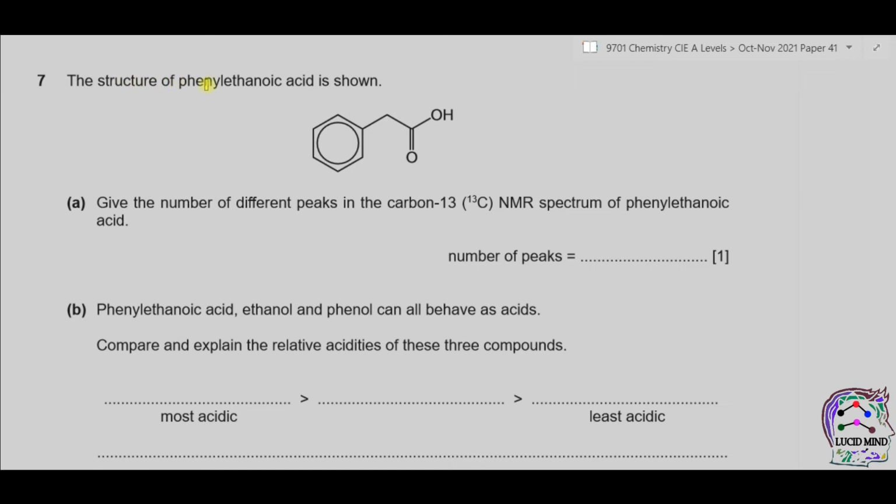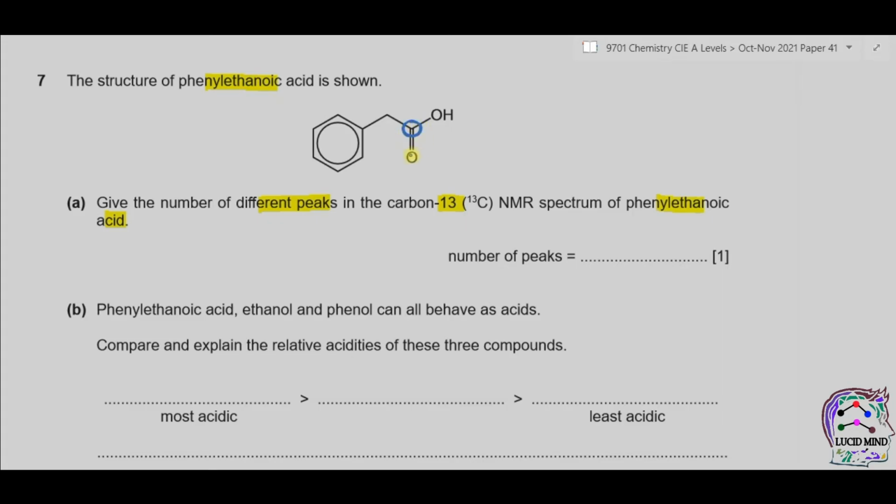Question 7. The structure of phenyl ethanoic acid is shown. Part A. Give the number of different peaks in the carbon 13 NMR spectrum of phenyl ethanoic acid. Let's find different carbon environments. We have this carbon atom.